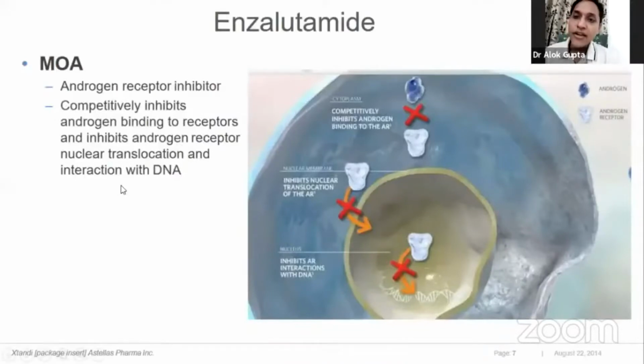So, enzalutamide, as we know, is a very potent androgen receptor inhibitor, much more potent than bicalutamide. It blocks the androgen receptor directly. It also inhibits the translocation of the androgen receptor down to the nucleus, and it also inhibits the interaction of that receptor with the DNA. So it is acting at 3 different levels, much different from bicalutamide, and that's the reason why it is much more potent.